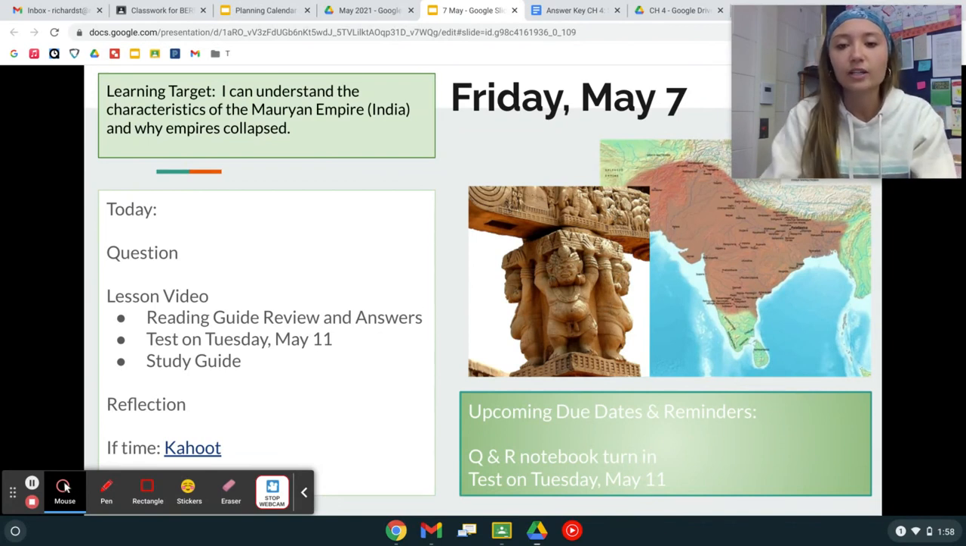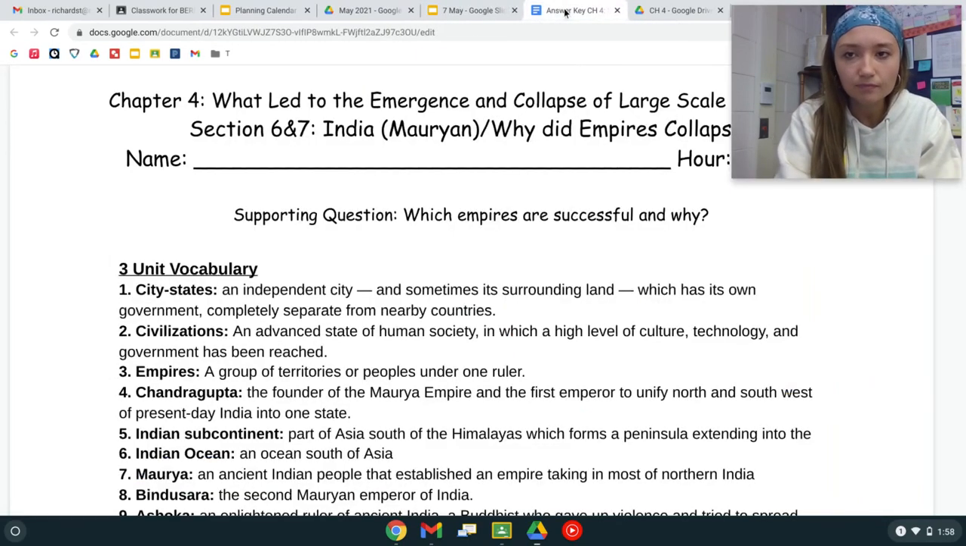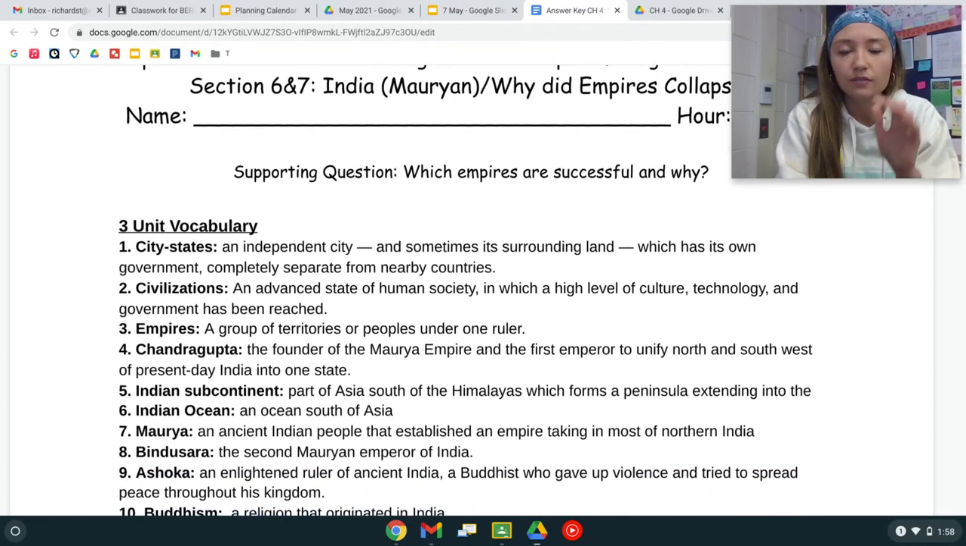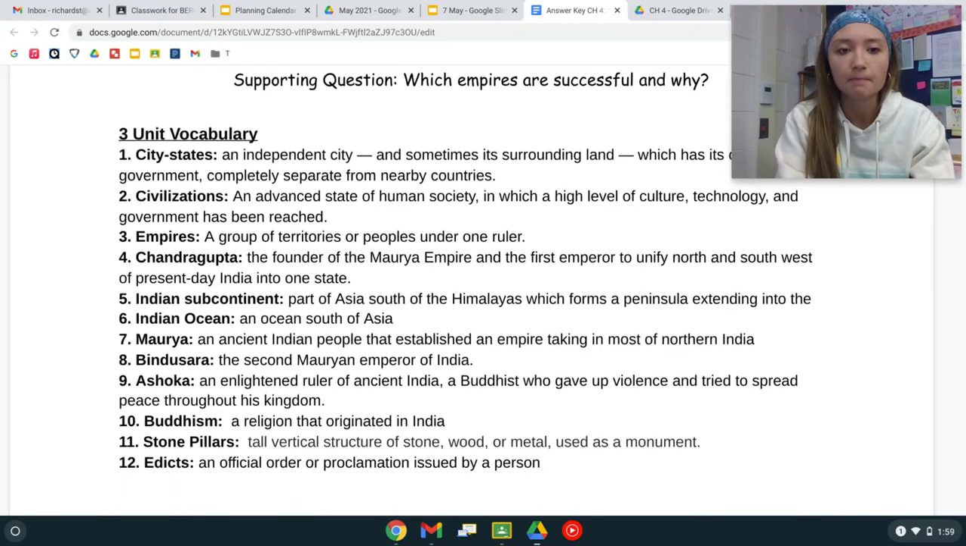And just a reminder, make sure you turn in your question and reflection notebook at the end of social studies today. All right, let's go over the reading guide right now. So you have your vocab as usual. This first section is concerning India, and the next section will be on why empires collapsed.